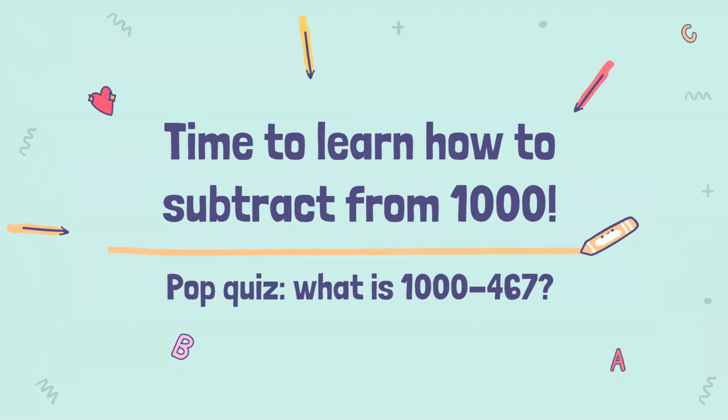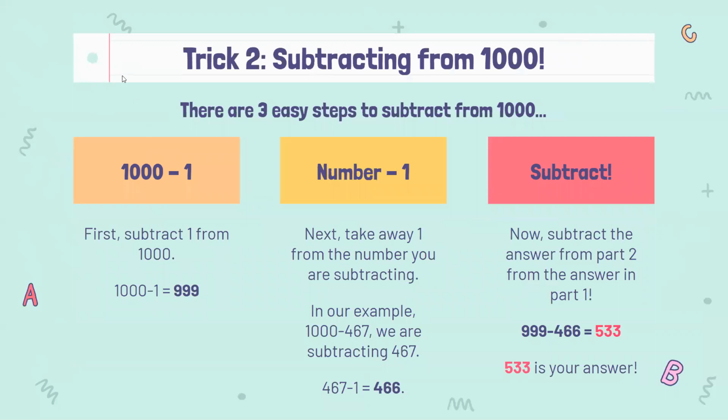Our next trick is to learn how to subtract from 1,000. Pop quiz, do you know what 1,000 minus 467 is? I sure don't, but we'll learn with this trick. Trick number 2 is called subtracting from 1,000. There are 3 easy steps to subtract from 1,000.